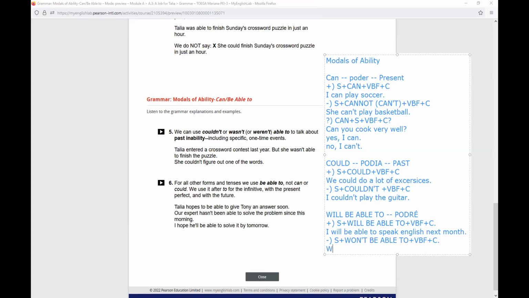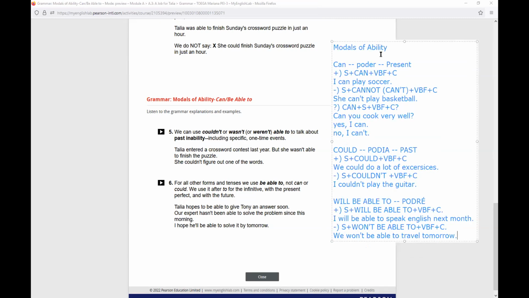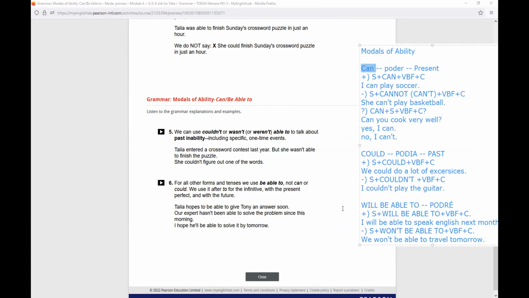For example, we won't be able to travel tomorrow. Nosotros no podremos viajar mañana, for example. Okay, so these are the 3 ways of abilities: can, present; could, in past; and will be able to, in future.